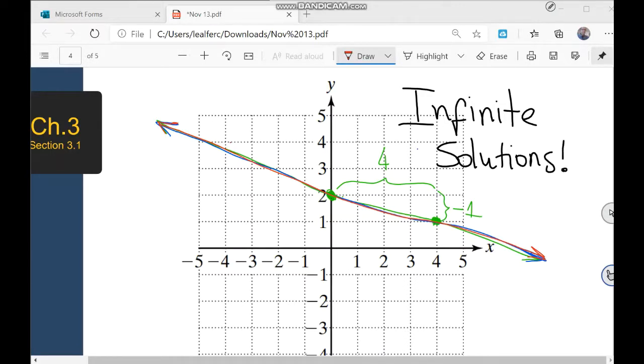This is what we mean when we talk about systems of linear equations that have one line on top of the other. They will have infinite solutions, because the intersection of both lines is the whole line, the whole length of the line, all the points. Infinite solutions. Okay? That's what I have to show you about solving systems of linear equations by graphing.